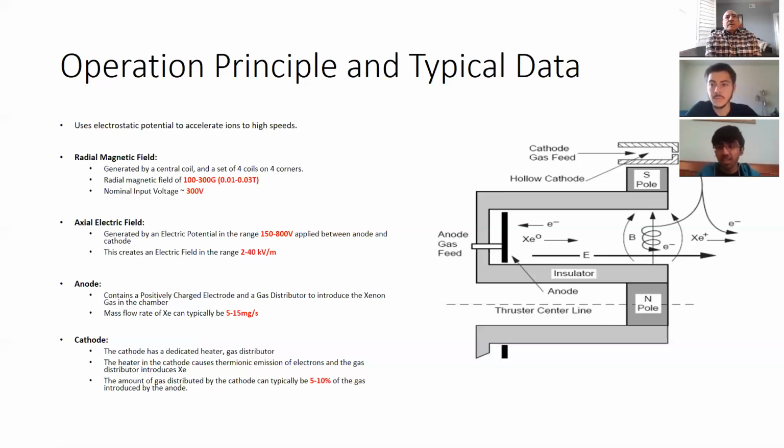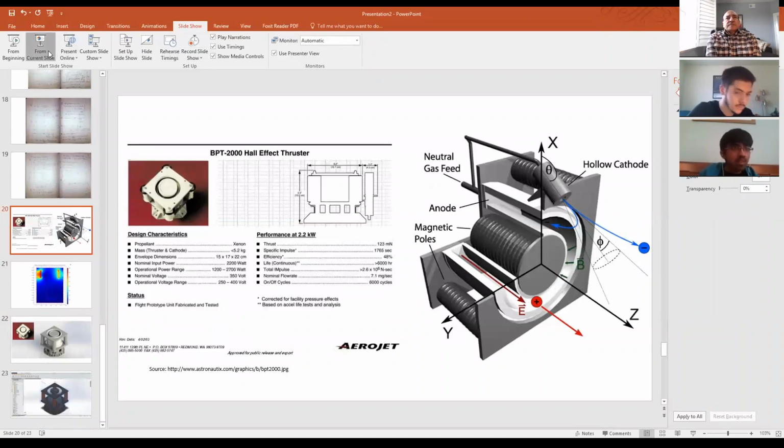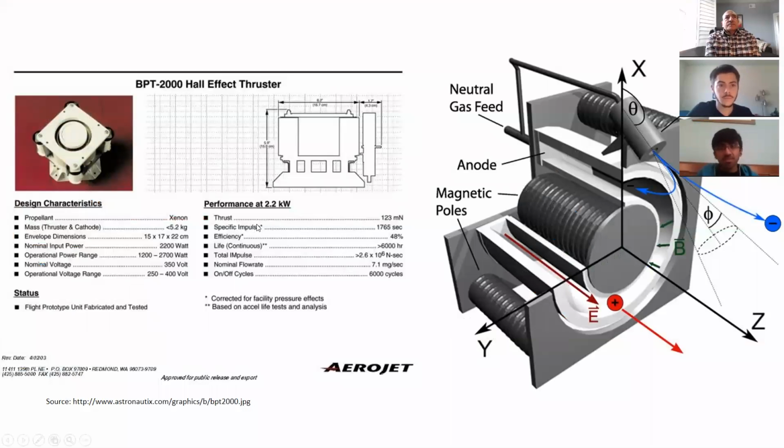So what is the power of the Hall thruster? We know that Hall thrusters have powers from very low to very high. So what is the power for this particular one? Last time I mentioned this is the Hall thruster that I'm trying to model. This specific Hall thruster is the BPT 2000, which has a thrust of 123 millinewton, specific impulse of 1765 seconds, and power of about 2.2 kilowatts. Yeah, nominal input power is 2.2 kilowatts.